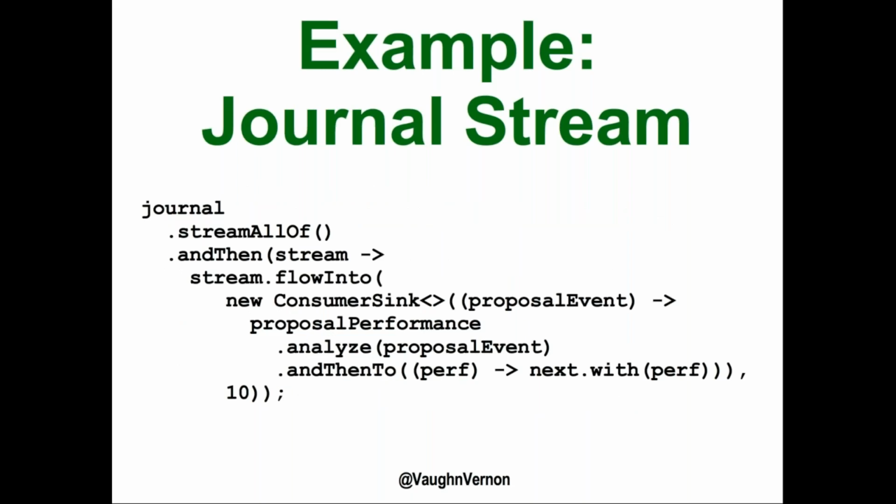And here's one that everybody loves. This is where we have a journal, so an event journal, for example, full of domain events, and we want to stream all of those events, and so we get a stream of those events, and we can tell the stream to flow into a consumer sink, and the consumer sink then does some proposal performance analysis, and this is where our proposal event types are being analyzed, and then some sort of performance result is then sent to another filter downstream at the very end.